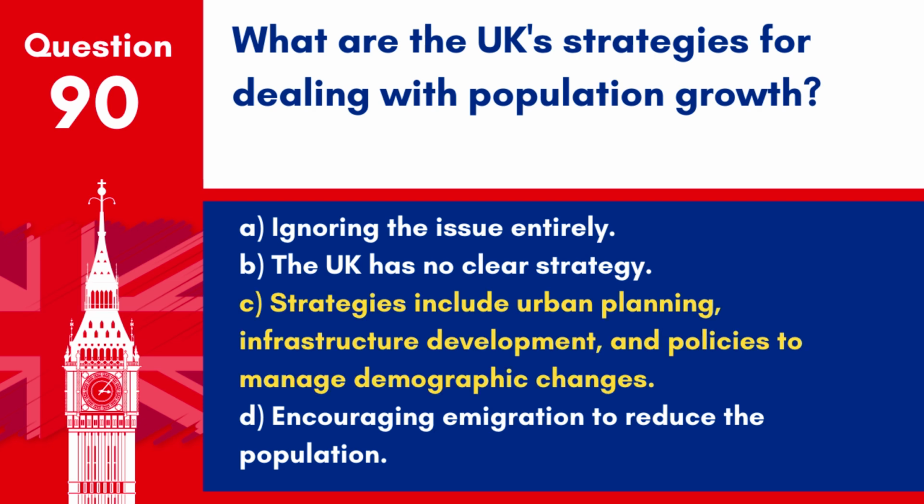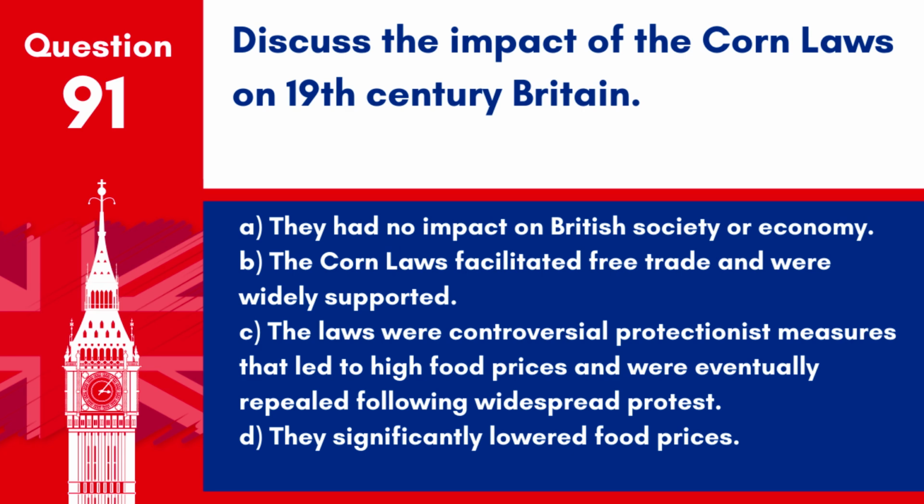Answer. C. Strategies include urban planning, infrastructure development, and policies to manage demographic changes. The UK addresses population growth through comprehensive planning to ensure that resources, housing, and services are adequate to meet changing needs. Question 91. Discuss the impact of the Corn Laws on 19th century Britain.